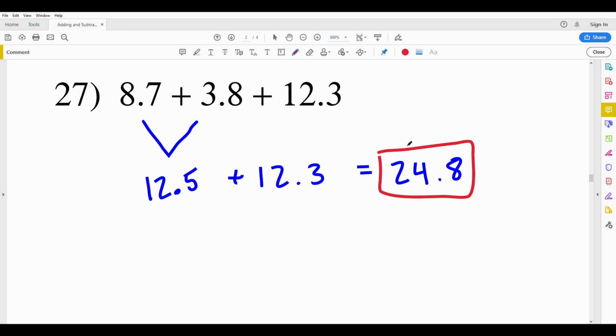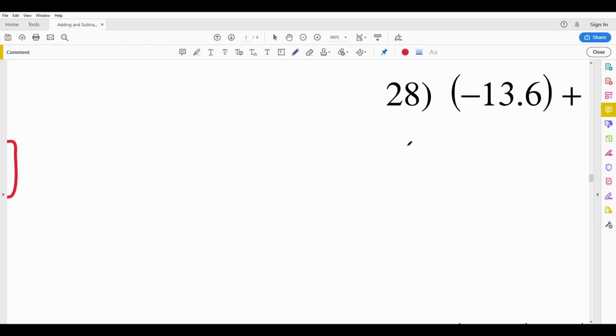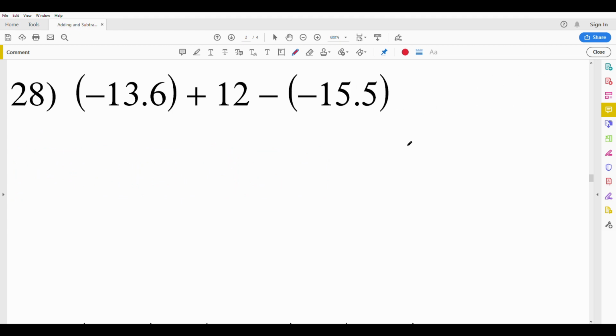Until then, let's move on to number 28. Number 28, we have a negative 13.6 plus a positive 12 minus a negative. I like to rewrite all at the start. Subtracting a negative is the same as, go ahead and say it, adding a positive. So we'll have negative 13.6 plus 12 plus 15.5.